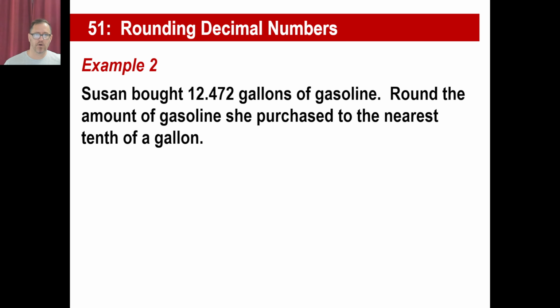All right. Susan bought 12.472 gallons of gasoline. Round the amount of gasoline she purchased to the nearest tenth of a gallon. Well, all we need to do is go back here and go, that's the tenths right there. We look to the right of that number. Is this a 5 or greater? Yes, it is. 7 is greater than 5. So we're just going to take this 4 and move it up 1. So the answer is 12.5. There we go.